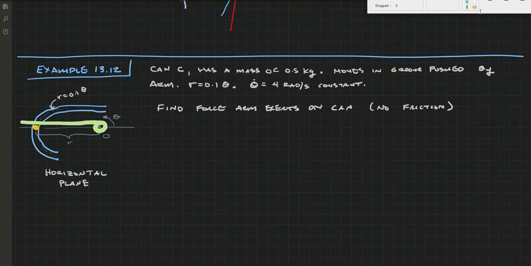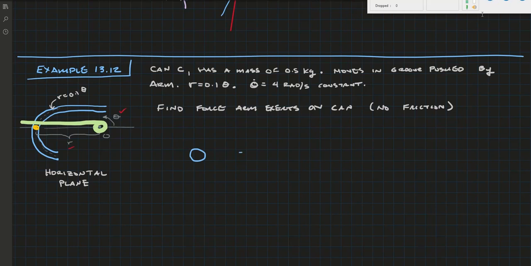Okay, let's look at this example. We have a can moving through a slot, and it has a mass of 0.5 kilograms. And it's pushed by an arm that spins around, and θ is defined here. And r is the distance between this point O and the can. The relationship between r and θ is r equals 0.1θ. And θ dot is 4 rad/s. It's constant.